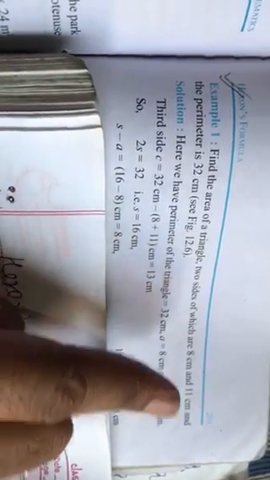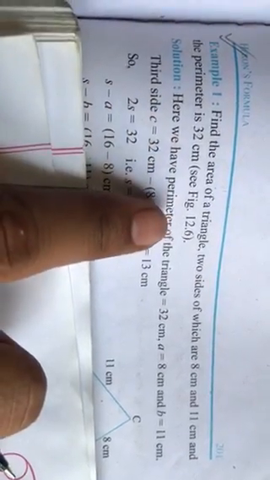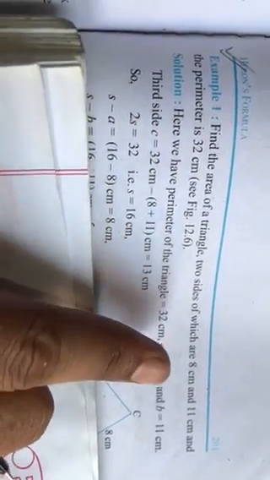Right? Now we follow the book. Example first. Find the area of a triangle, two sides of which are 8 cm and 11 cm, and its perimeter is 32 cm. This means what? You are given two sides and its perimeter, right?